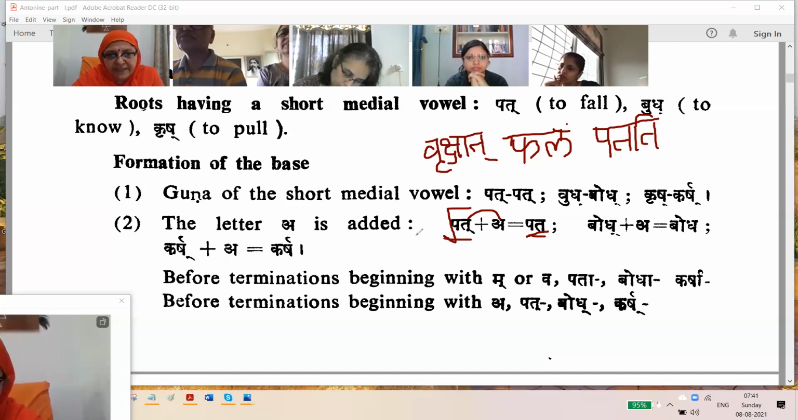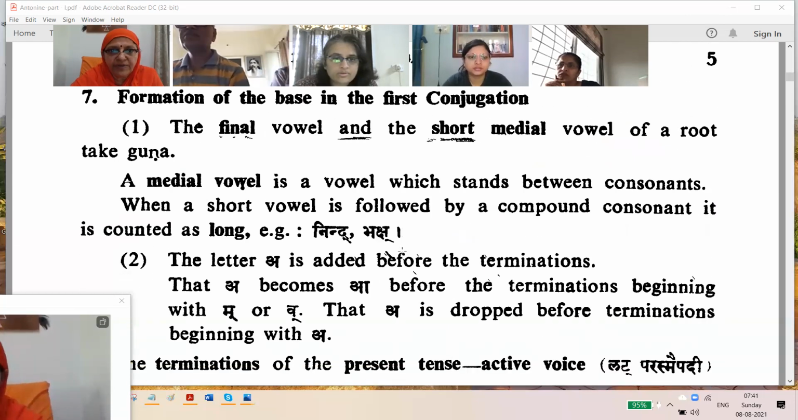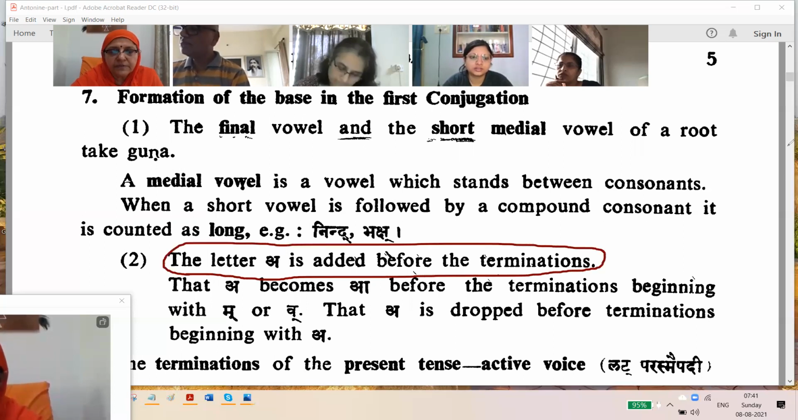So the letter A is added. Pata: pat plus a, what are we doing? This is called Gana Vikarana. They do not say Gana Vikarana in the book; they have only mentioned that the letter A is added before the termination. Only that much they have done. And that this makes the Anga, they have not mentioned.